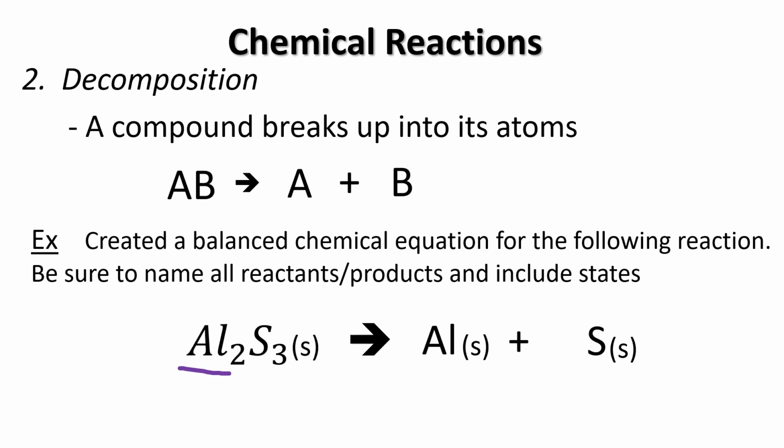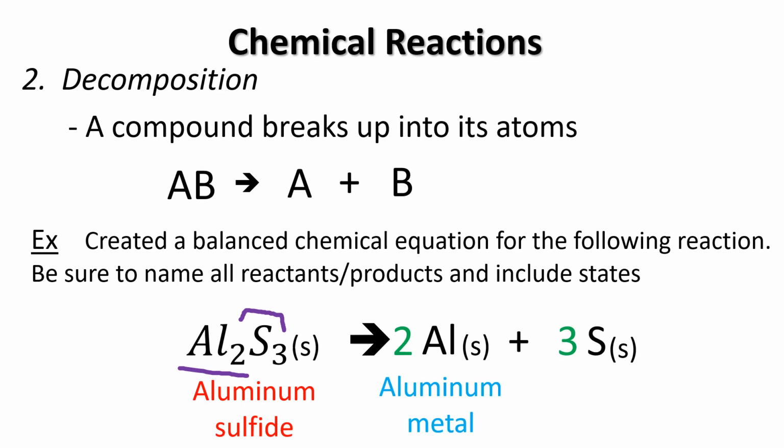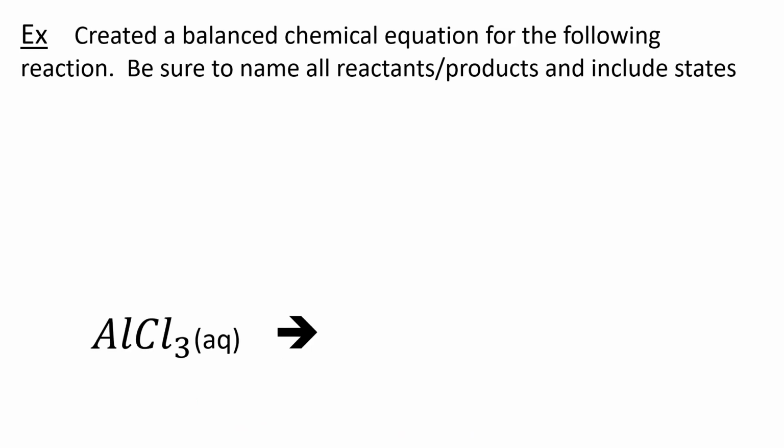If we've got 2 aluminums on this side, of course we want to put a 2 in front of that to balance. And then we have 3 sulfurs here, so we'll want to put a 3 in front of that. And then some names. Aluminum sulfide, aluminum metal, and then just sulfur. So let's take a look at a couple more examples here though. Same instruction. And here's some steps to follow if you need a little more assistance here.